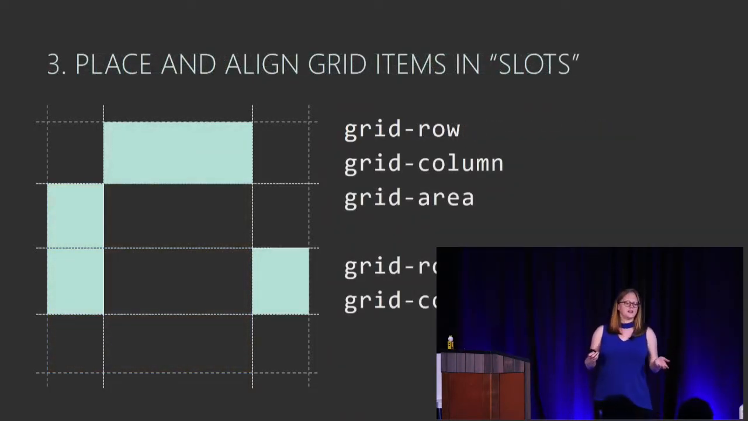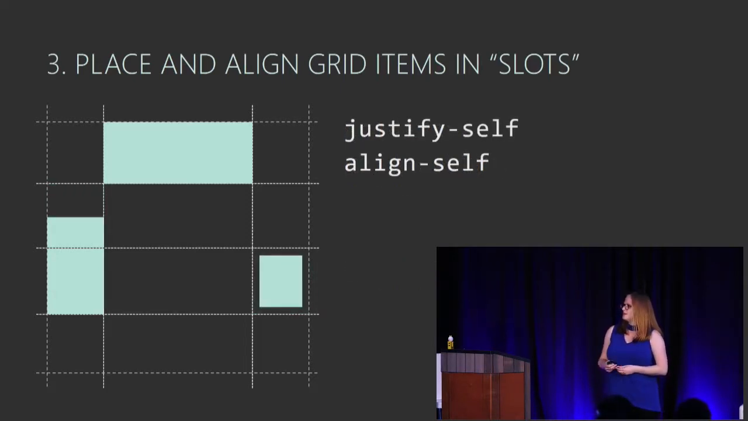Once we've created the rules of our grid, we then place the children into this grid. We have a suite of properties that we can use to place those children in there. And we can also tell these children how to align themselves within the slot. So if we don't want it to take up the entire slot, for example, we can move it to one side or another. A slot is the name for the cells that are created by the overlapping intersections of rows and columns.